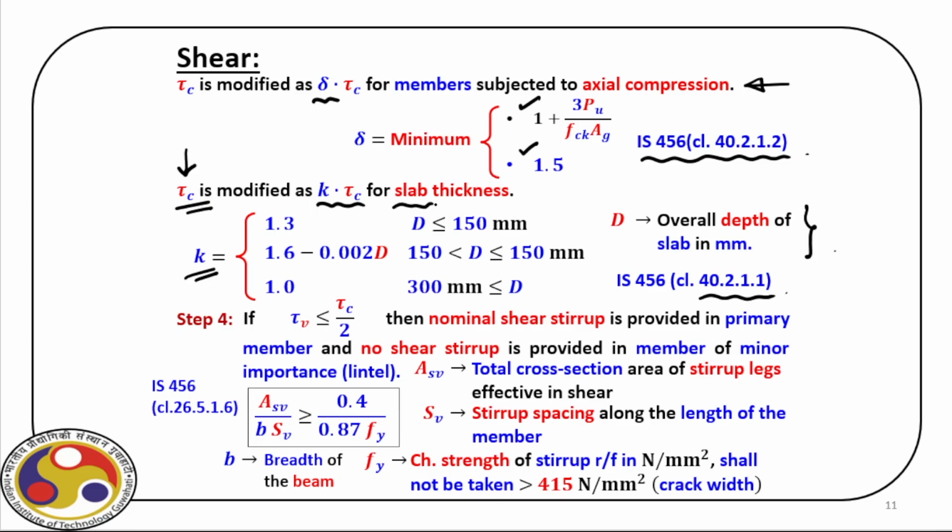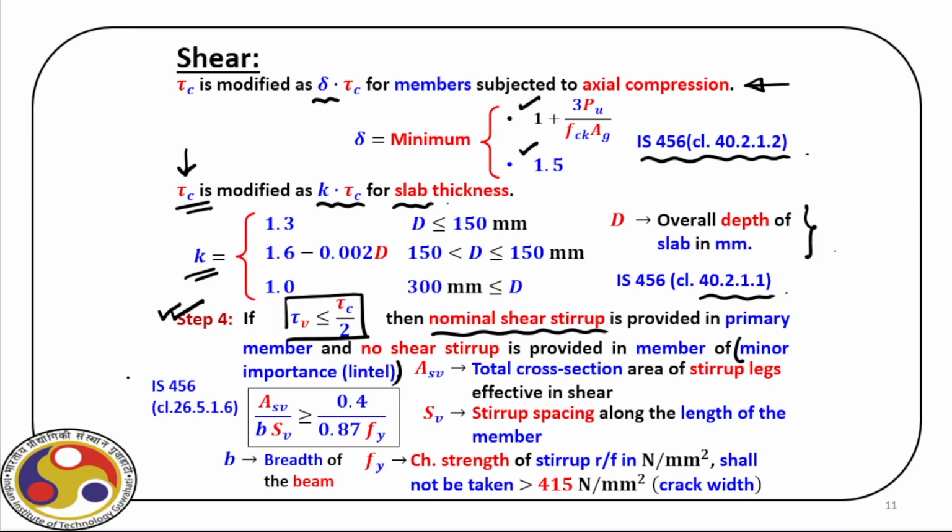Then the next step is, if tau v is less than tau c by 2, then nominal shear stirrup can be provided in primary members, and no shear stirrup is provided in members of minor importance, for example lintel. So for the time being, let us not focus on this. If this condition is satisfied, then we provide nominal shear stirrup that I will explain in a minute.